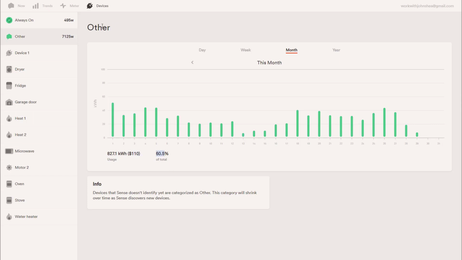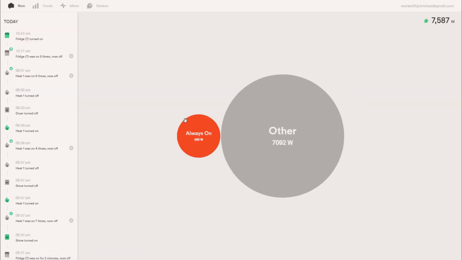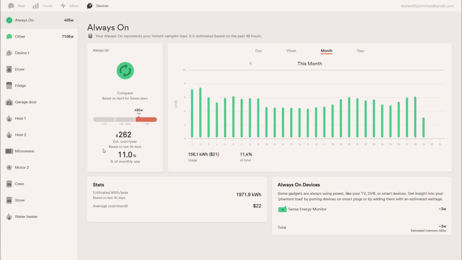Now I can go back and do my always on, and it's going to give me further statistics to compare against other Sense users. So we're kind of in the higher range of what most people do. It's going to tell me my always on devices are using about $262 a year, which is about 11% of my total usage. It also gives us stats for those always on devices, and again, we can filter this based on day, week, month, and year.